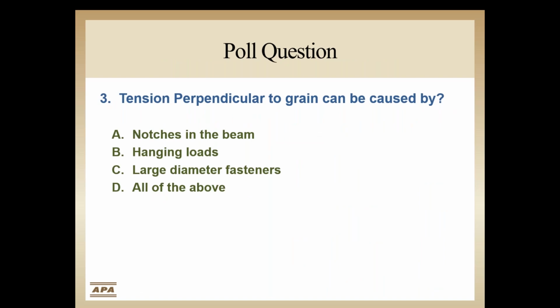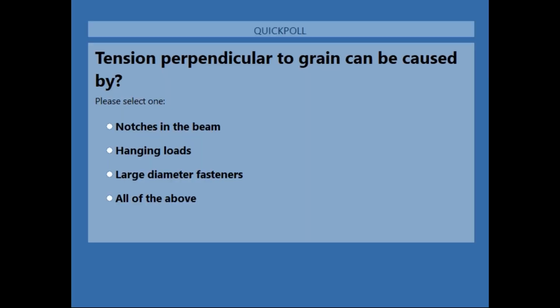Now that we've worked through that, I think it's time to take another quick breath and digest what we've learned, and pass it to Karen for our next poll question. Thank you, Bob. Tension perpendicular to grain can be caused by notches in the beam, hanging loads, large diameter fasteners, or all of the above.